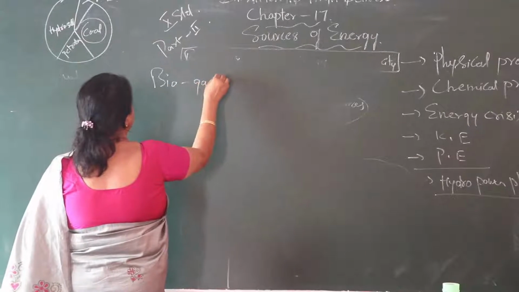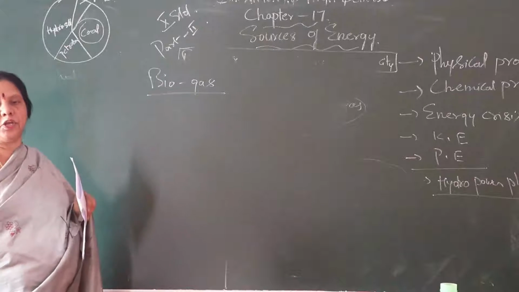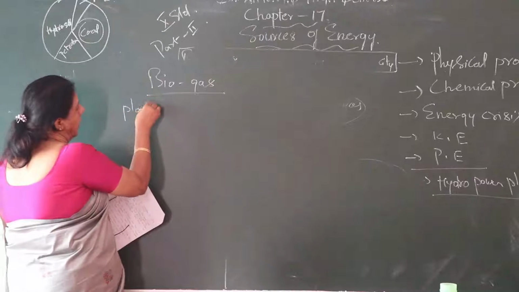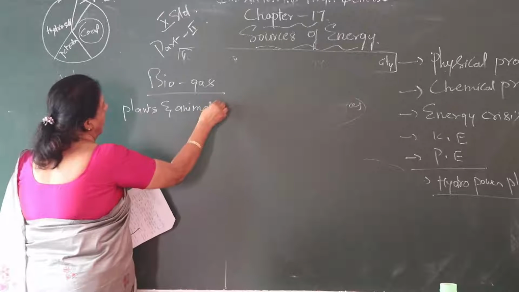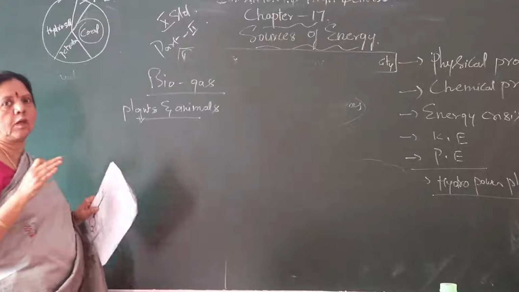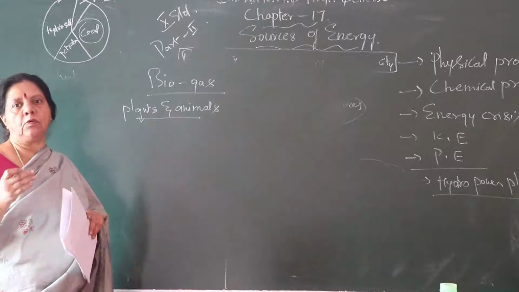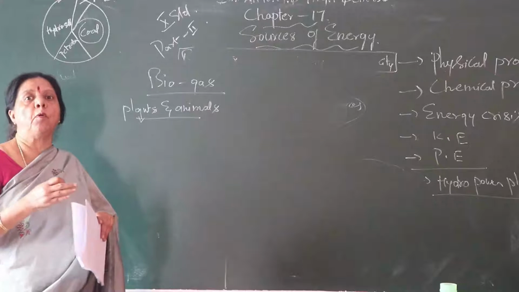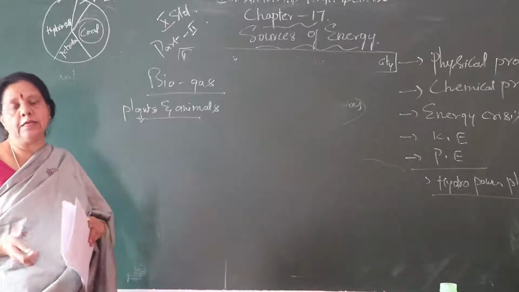Biogas. What is this biogas? You know, children, so many trees and plants are there, and animals. If you take plants, sometimes all the leaves come down in one season, isn't it? It is on the earth. It spoils, and that will become a dirty thing. So we can utilize that also.